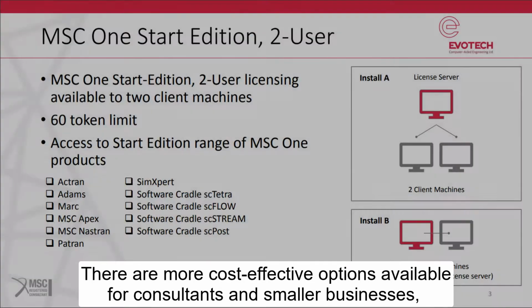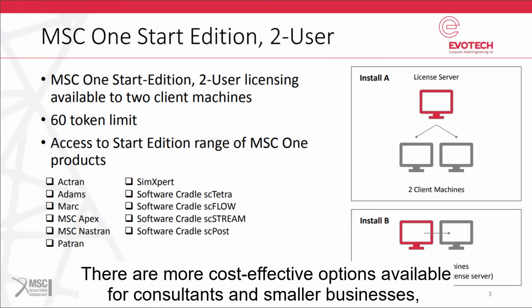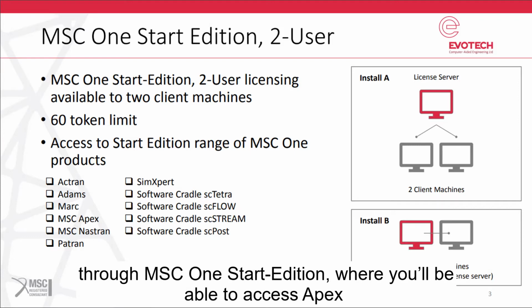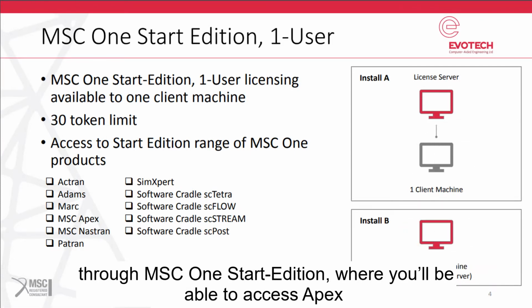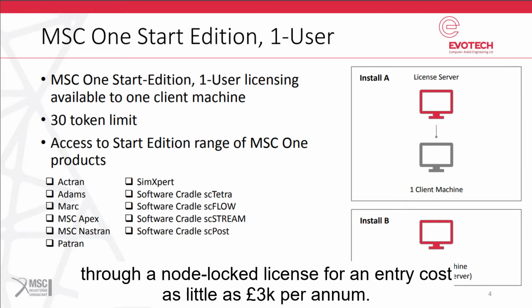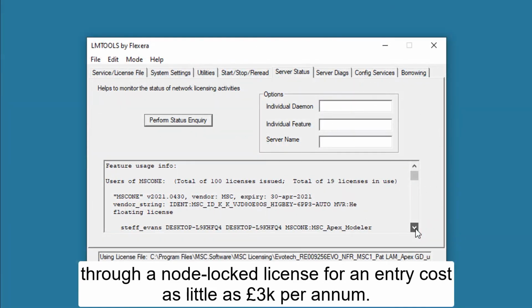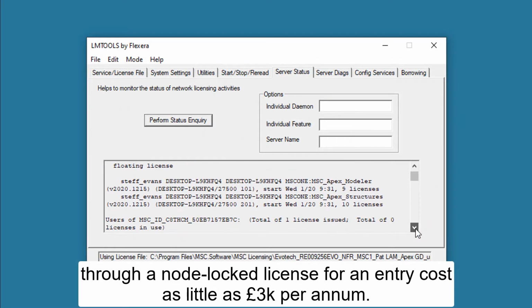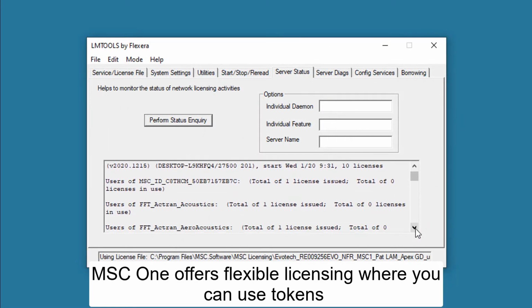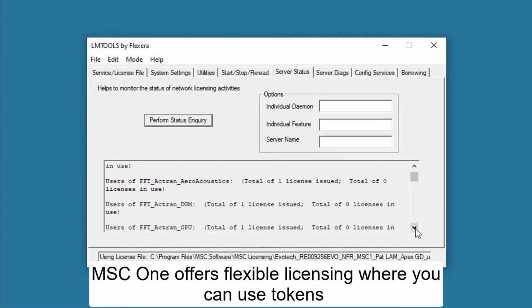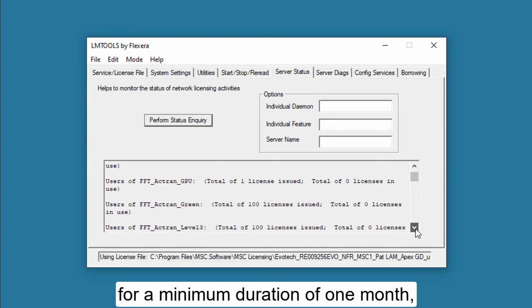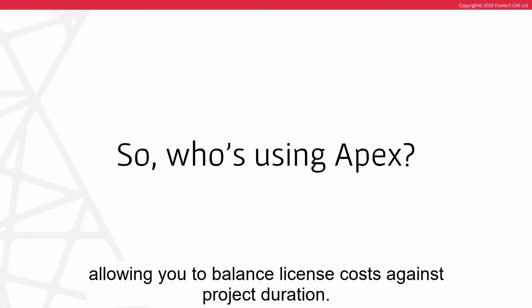There are more cost-effective options available for consultants and smaller businesses through MSC One Start Edition, where you'll be able to access Apex through a node-locked license for an entry cost as little as £3,000 per annum. MSC One offers flexible licensing where you can use tokens for a minimum duration of 1 month, allowing you to balance license costs against project duration.